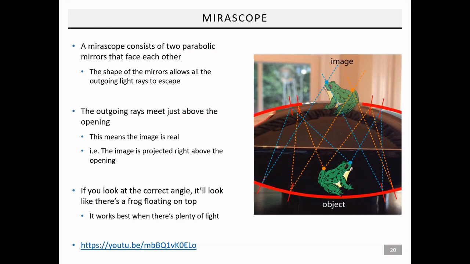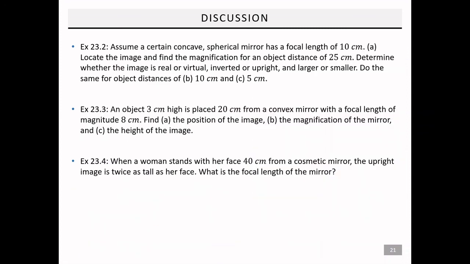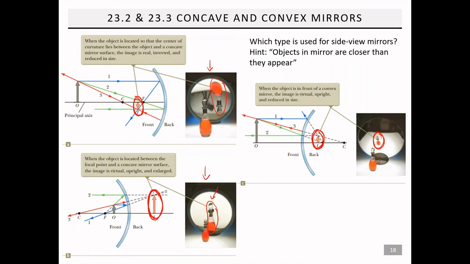This slide shows you the same idea, just with a few different points on the frog. And then finally, I will leave you with a few examples for the quote-unquote discussion section. In all of these examples, you are essentially asked to use the lens equation to find some different variables. I did want to point out, though, in the example 23.4, if you happen to have a cosmetic mirror at home, then you can even see this for yourself.